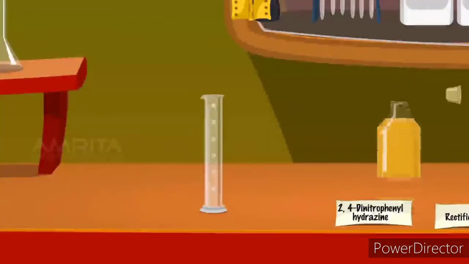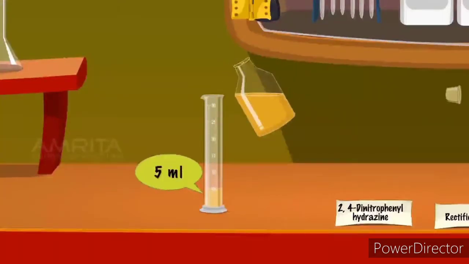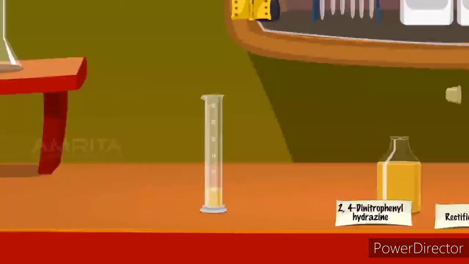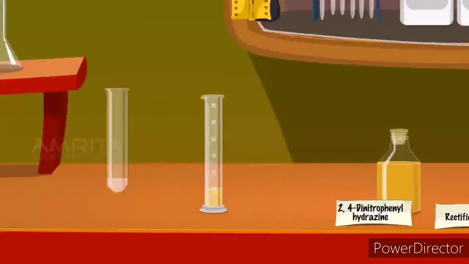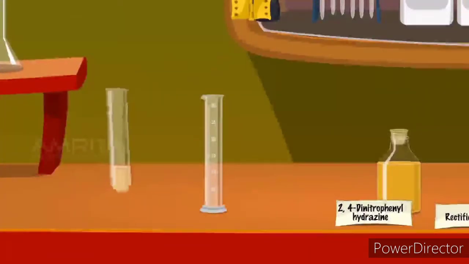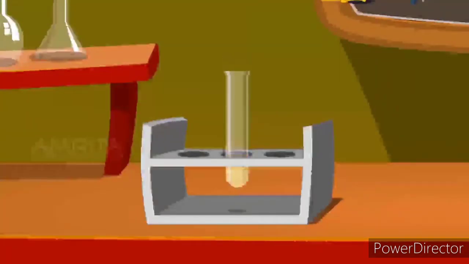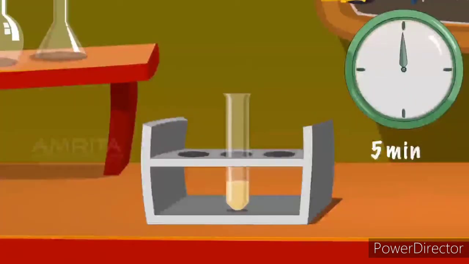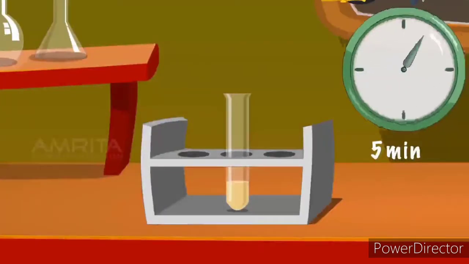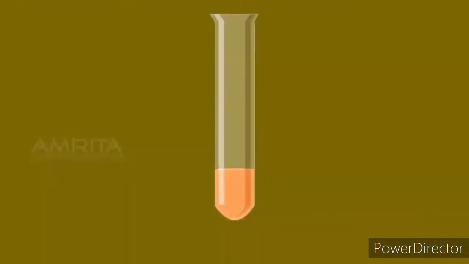Take 5 ml of 2,4-dinitrophenyl hydrazine solution in a measuring jar. Add it to the test tube. Shake the mixture. Allow it to stand for 5 minutes. Yellow or orange crystals form, indicating the presence of aldehydes or ketones.